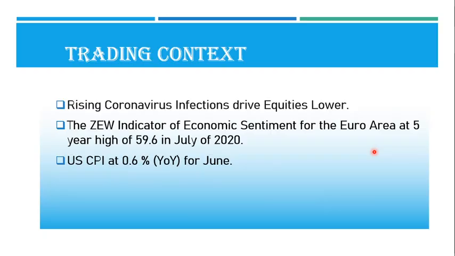If you consider the trading context for the day, of course the major theme which has been driving the markets from yesterday's US session onwards is the continuous rise of the coronavirus infection, and because of that we saw California, which is the largest state by economy in the United States, has reimposed some of the restrictions, and that was the immediate trigger for yesterday's sell-off in the U.S. equities, and that sentiment later on prevailed in the Asian trading session and the European trading session as well.